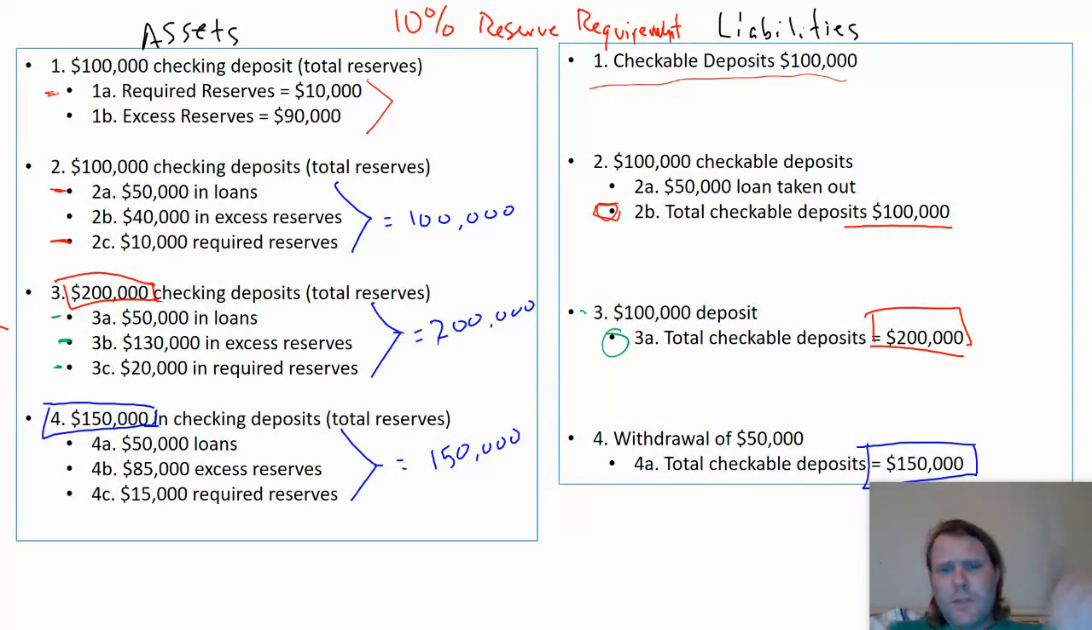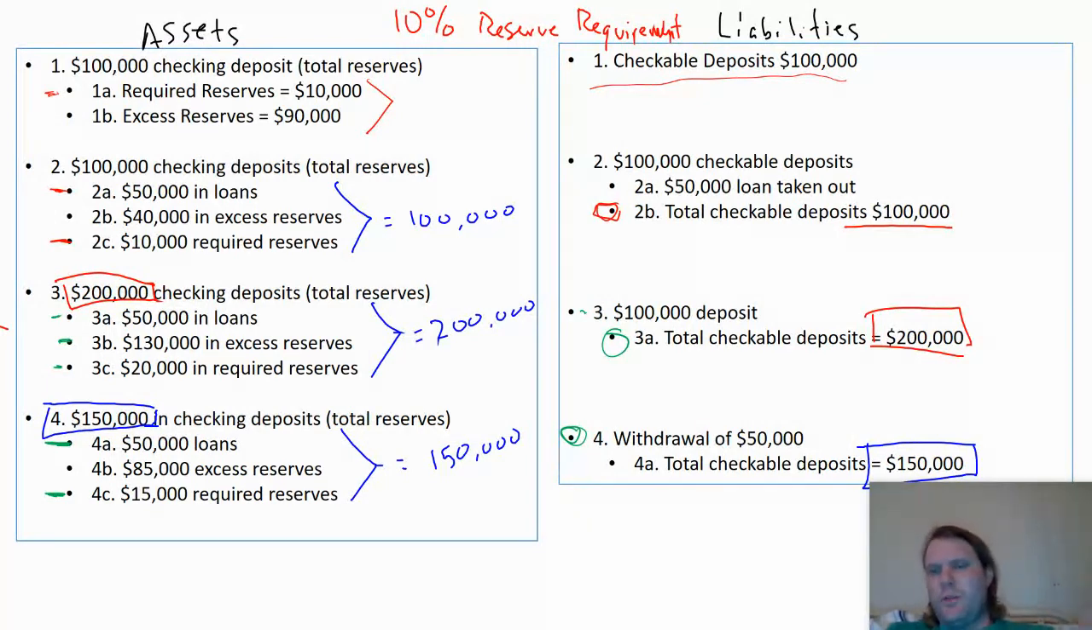Okay. Our last step, the last thing that can change the situation, is a withdrawal of cash. In this case, we say $50,000. Our checkable deposits decrease to $150,000. That's going to change our required reserves. Our loans are still the same, okay?